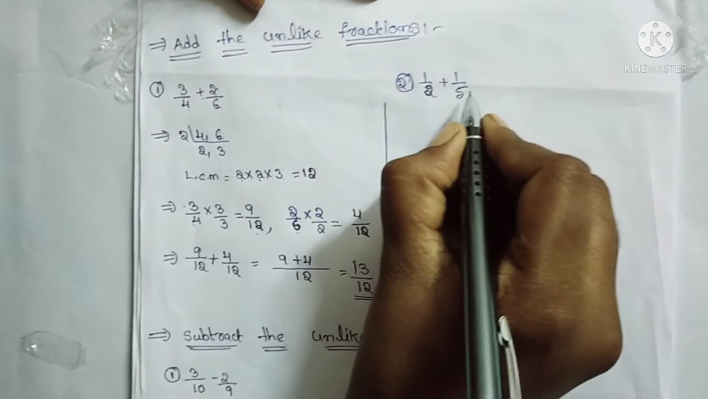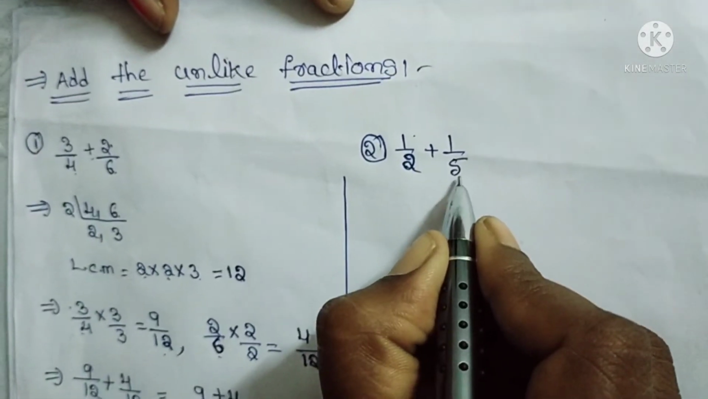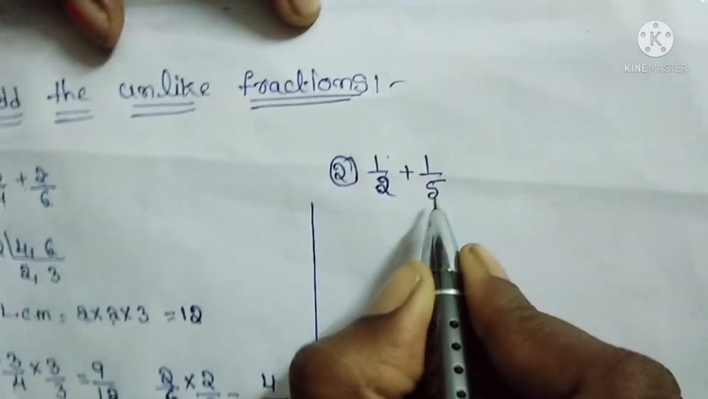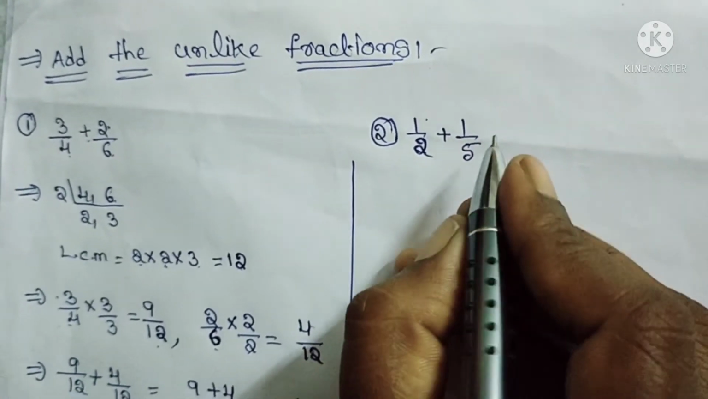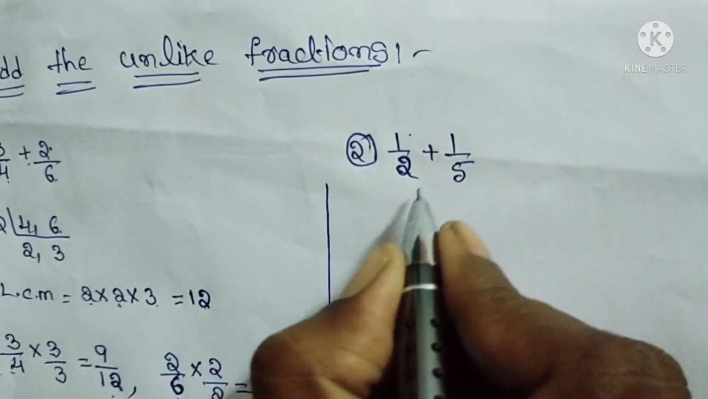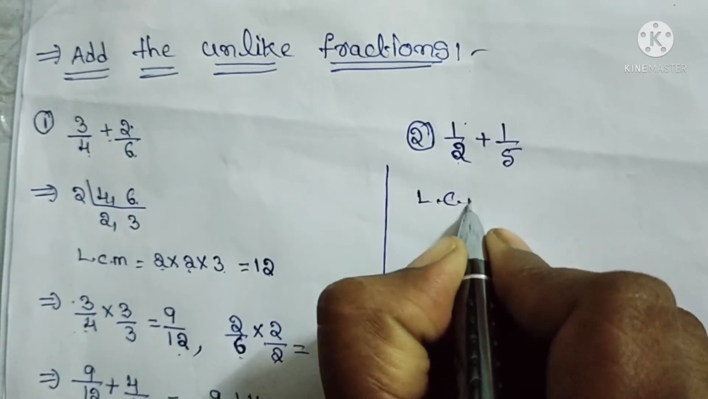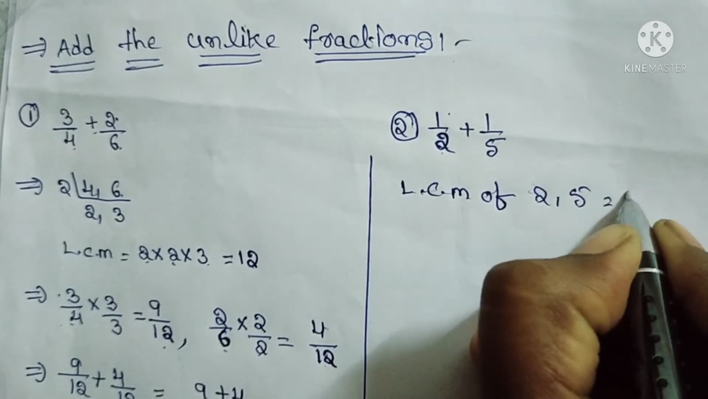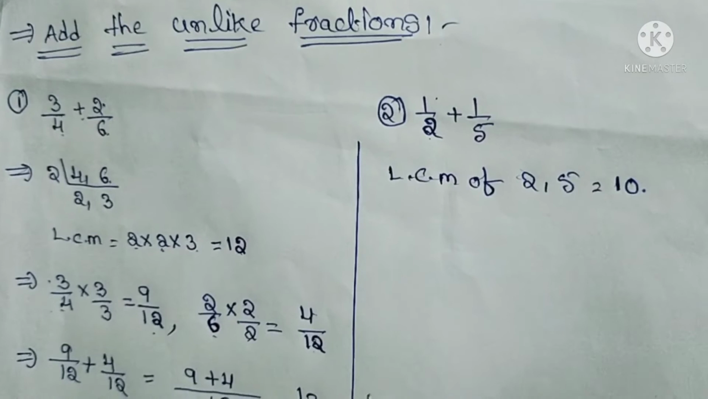To solve another problem, 1 by 2 plus 1 by 5. First of all, we find the LCM of the denominators, 2 and 5. The LCM of 2 and 5 is 10.